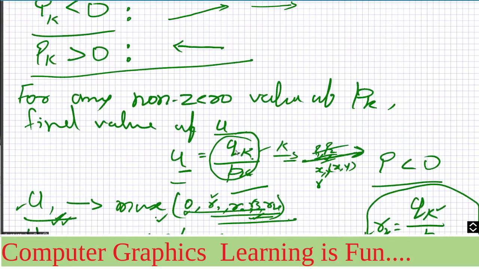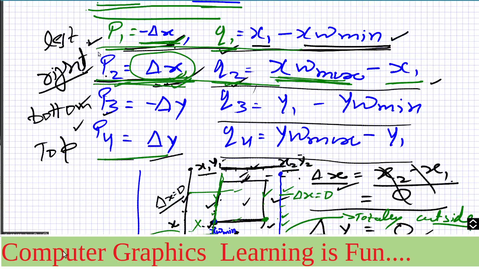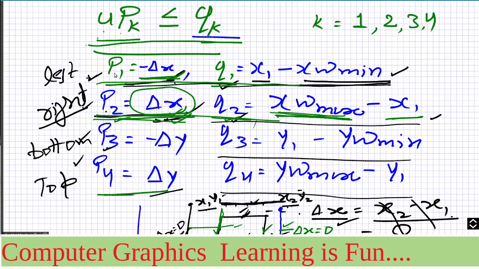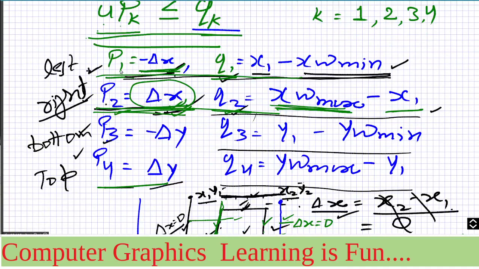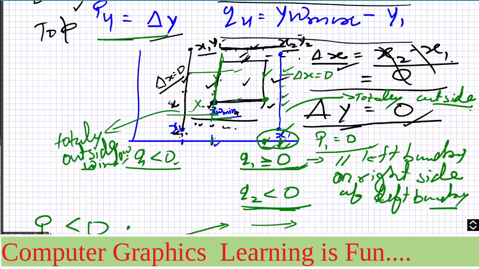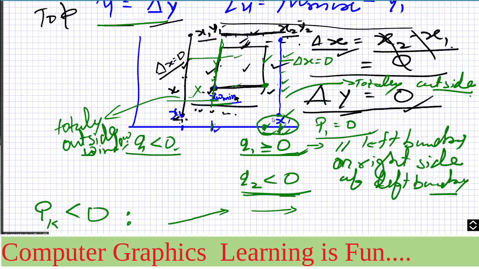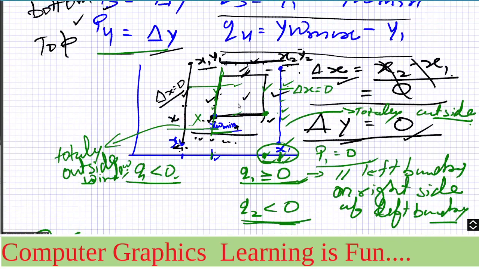Here we have already seen something about the lines, boundaries and the equations. Initially we started with P1, P2, P3, P4, Q1, Q2, Q3, Q4. These values we have noted down. Given the line, we first of all check whether any p value is 0 or not. If it is 0, it is helpful for us. We understand it is parallel to the boundary. And if the corresponding q value is less than 0, then we understand that the line is totally outside. Otherwise, we understand that it may be inside.